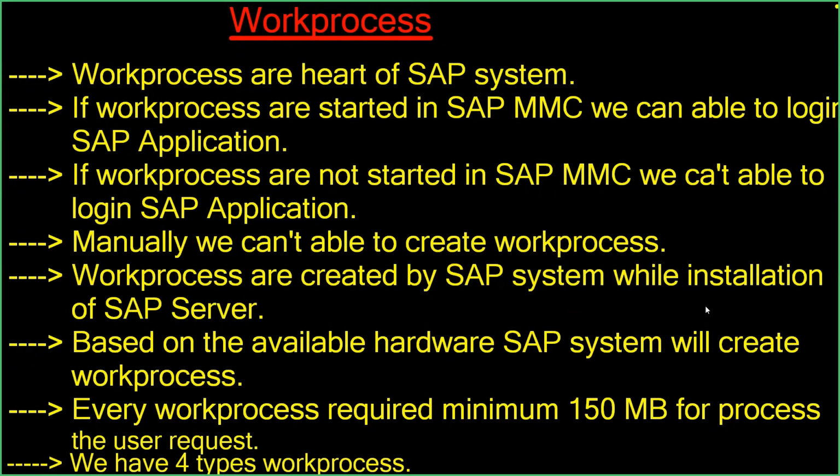Every work process requires a minimum of 150 MB to process a user request. The main intention of a work process is to process user requests, and to process one, a minimum of 150 MB is required.